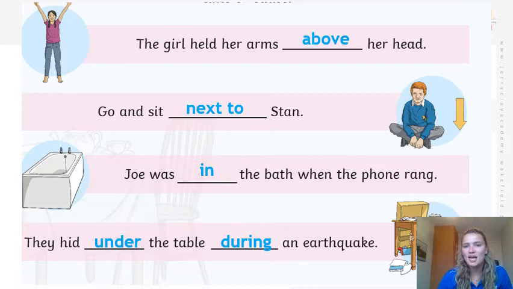So the girl held her arms above her head. Go and sit next to Stan, or go and sit beside Stan. Joe was in the bath when the phone rang, and they hid under the table during an earthquake. But you could have had they hid under the table in an earthquake. So obviously you could have used a different preposition, but this is how we could use the preposition. These are some examples that you could use. As long as your sentence makes sense, you could have used any preposition.